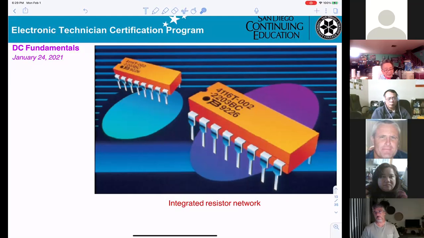Why do they want this kind of resistor? The thing is, when they build the circuit board, they want less room. So that's why instead of having to connect 7 resistors, they can use 1 IC resistor. Okay.